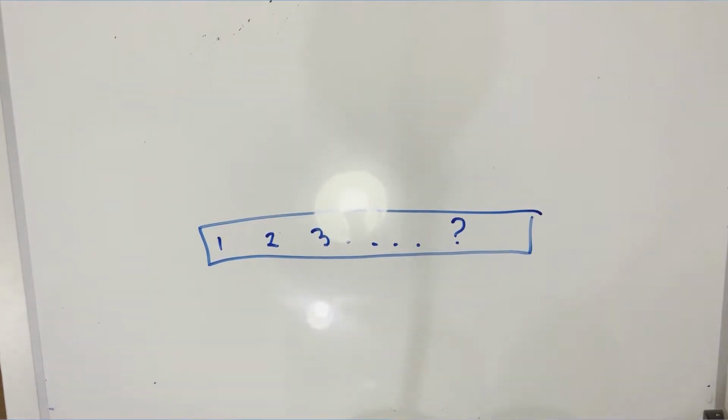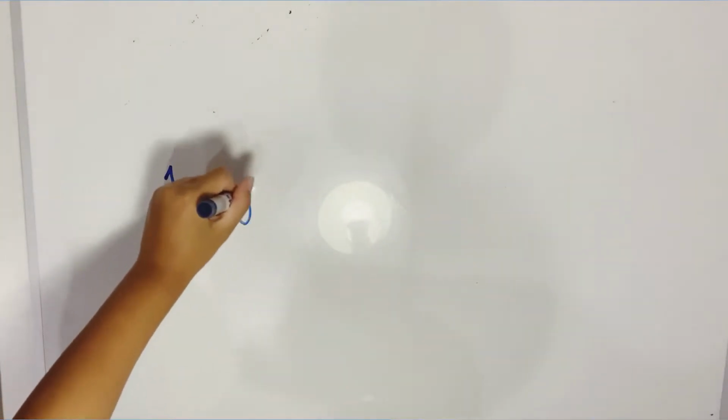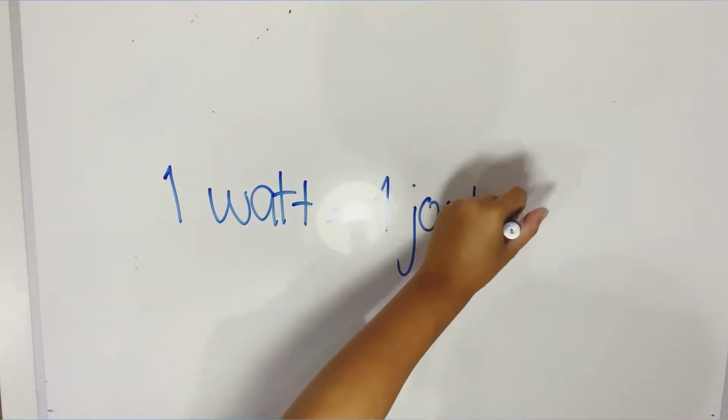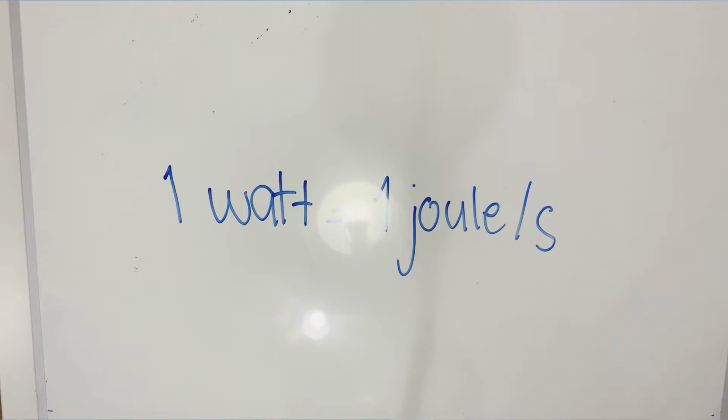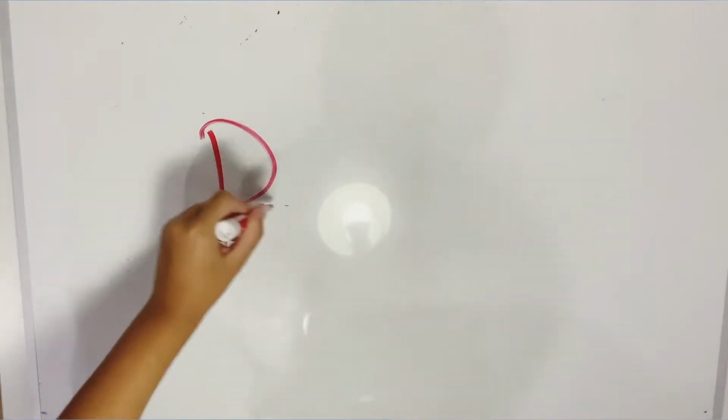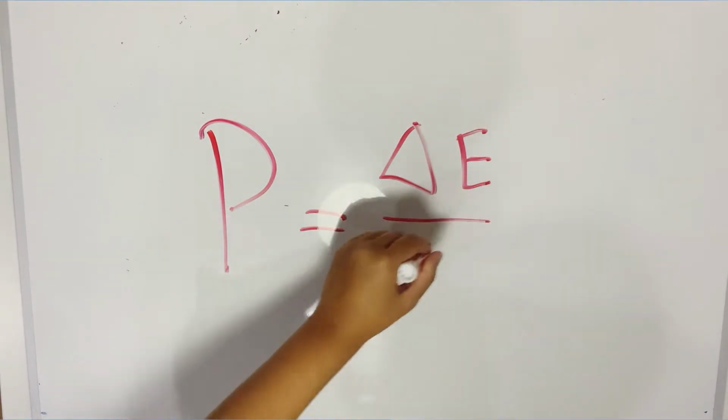A unit called a watt, created by James Watt. 1 watt equals 1 joule per second. If P represents power in watts, then P equals ΔE over ΔT.